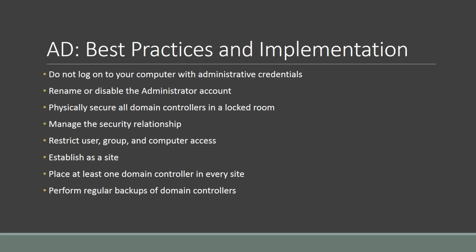Establishing areas that require immediate access to up-to-date Active Directory information as separate sites will provide the resources required to meet your needs. Place at least one domain controller in every site and make at least one domain controller in each site a global catalog. Sites that do not have their own domain controllers and at least one global catalog are dependent on other sites for directory information and are less efficient. And finally, perform regular backups of domain controllers in order to preserve all trust relationships within that domain.